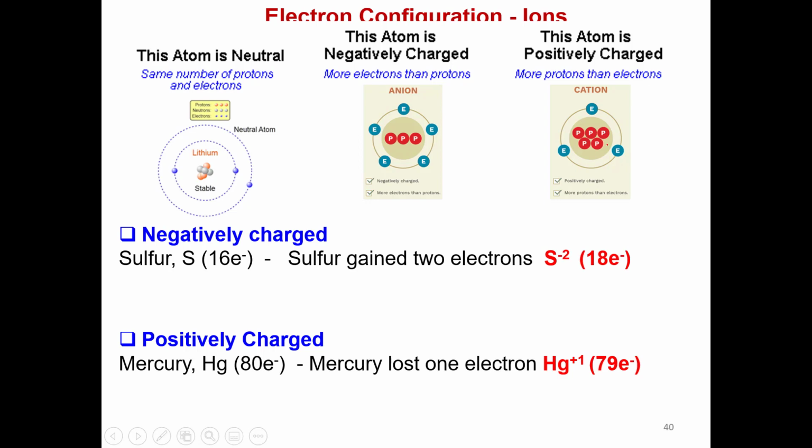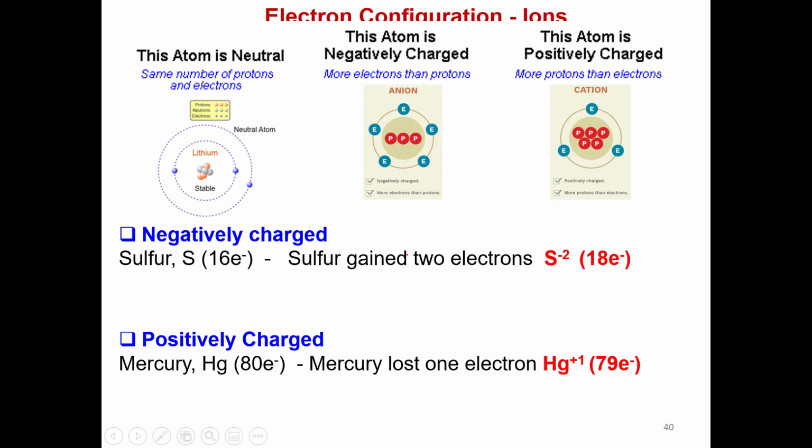Or it can also be positively charged. The atom can be positively charged. In this case, the atom has more protons than electrons. In the anion case, the atom gains electrons, but in this case, the atom loses electrons. This is why it becomes a positive charge: there are more protons than electrons. And we want to learn how to write the electronic configuration for these elements.